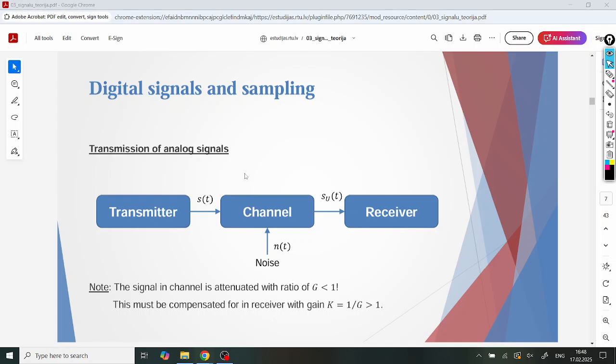Now, what you need to know about the channel where this transmission is happening is that it essentially does two bad things for us. First is that it introduces loss to your signal. Yeah, so the signal is attenuated.